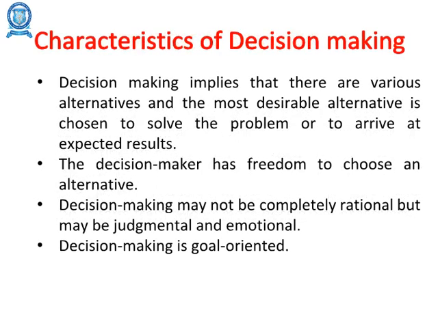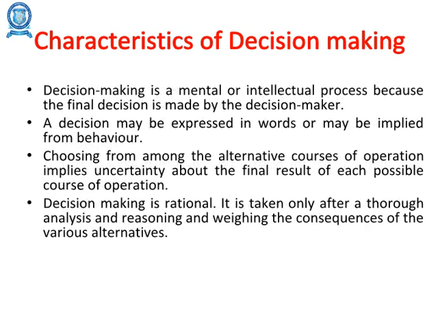Characteristics of decision-making. Decision-making implies that there are various alternatives, and the most desirable alternative is chosen to solve the problem or to arrive at expected results. The decision-maker has freedom to choose an alternative. Decision-making may not be completely rational but may be judgmental and emotional. Decision-making is goal-oriented. Decision-making is a mental or intellectual process because the final decision is made by the decision-maker.